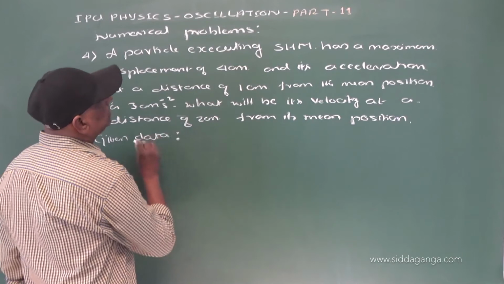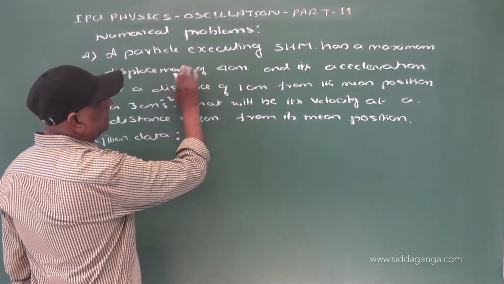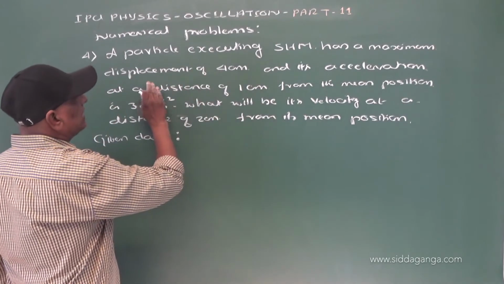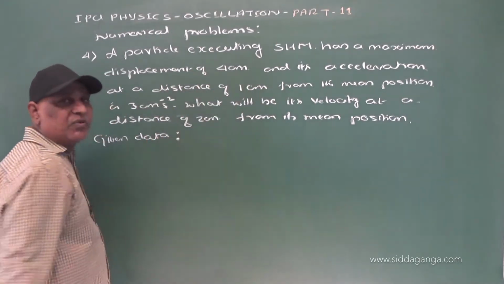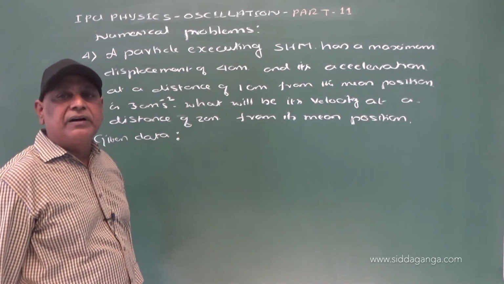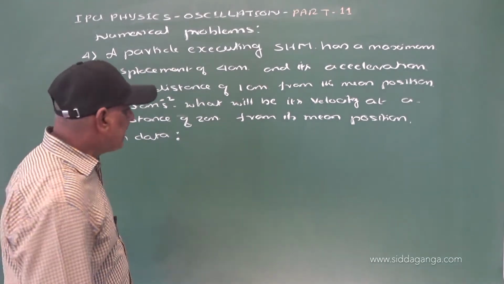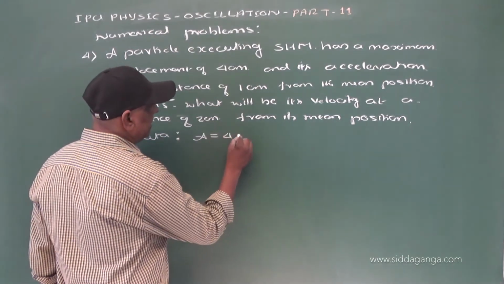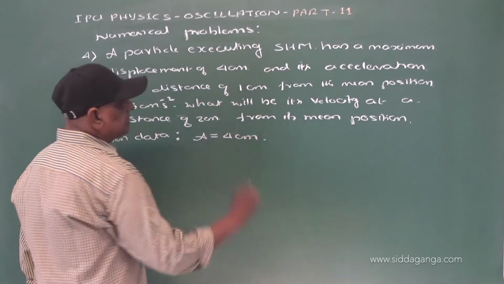Right. What are the given? A particle executing simple harmonic motion has a maximum displacement of 4 centimeter. What is the maximum displacement of a simple harmonic motion? That is amplitude. So, we have given amplitude A is equal to 4 centimeter.